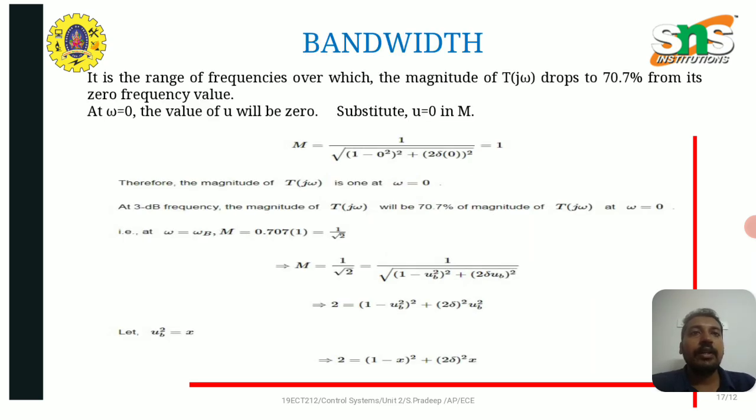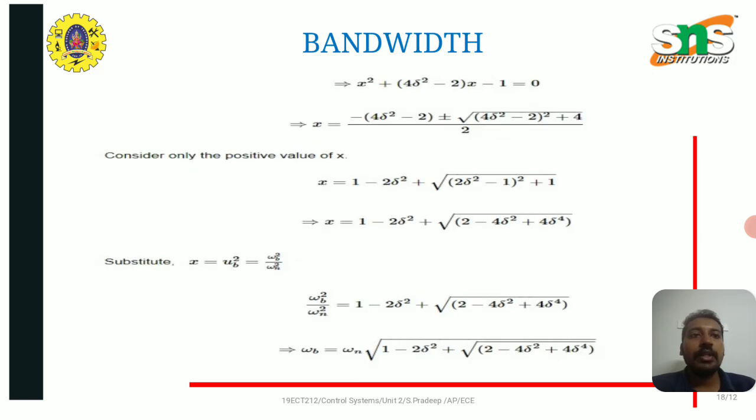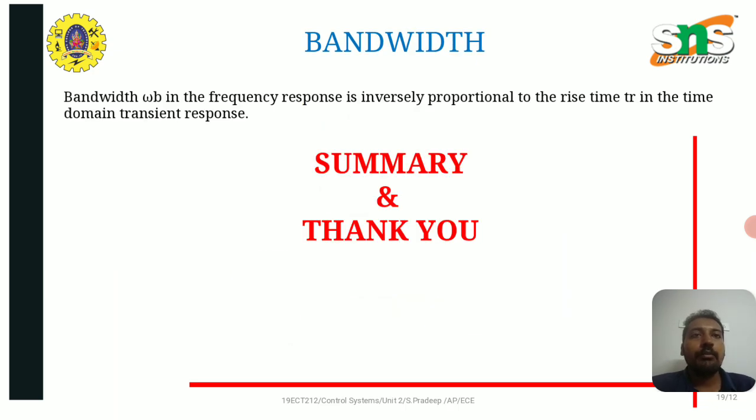Bandwidth is the range of frequencies over which the magnitude of T of j omega drops to 70.7% from its zero frequency value. At omega equal to 0, the value of u will be 0. Substitute u equal to 0 in M, and then we get the solution as omega b equal to omega n into square root of 1 minus 2 delta square plus square root of 2 minus 4 delta square plus 4 delta power 4. Bandwidth omega b in the frequency response is inversely proportional to the rise time Tr in the time domain transient response.